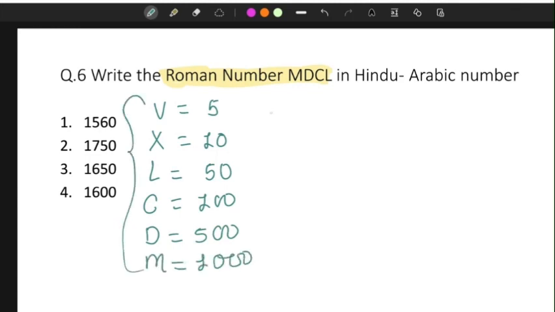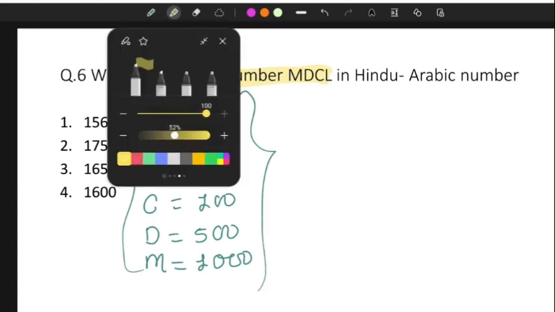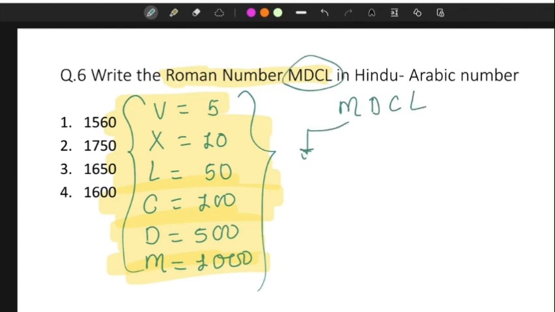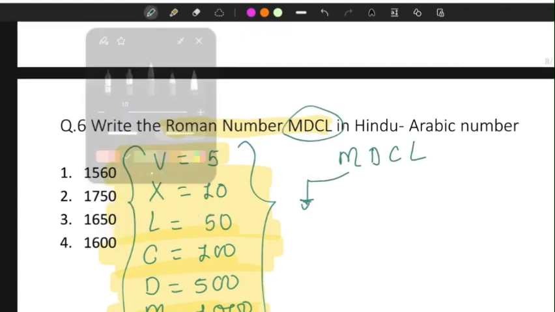Please do make a note of this. If you don't know, this is important. V stands for 5, X for 10, L for 50, C for 100, D for 500, and M for 1000. So here they have asked us to find out what MDCL stands for. Then in MDCL, we know M stands for 1000.